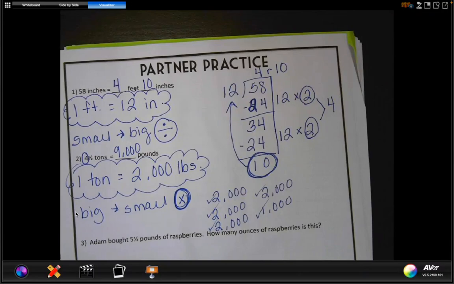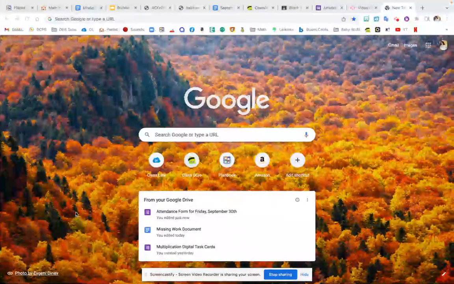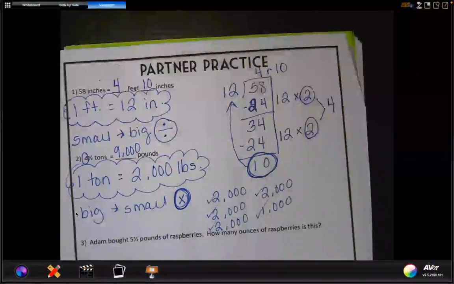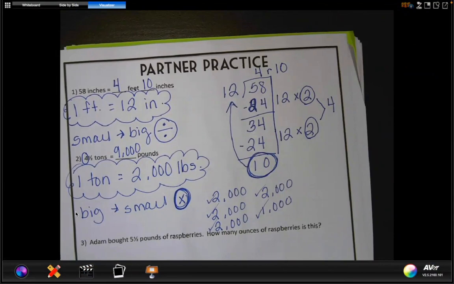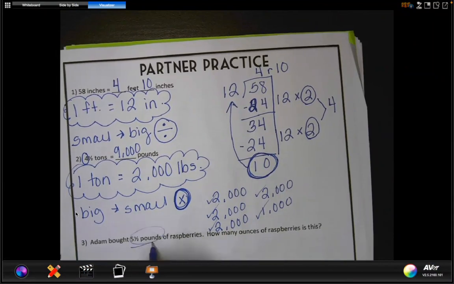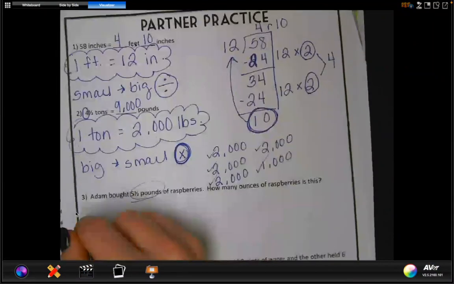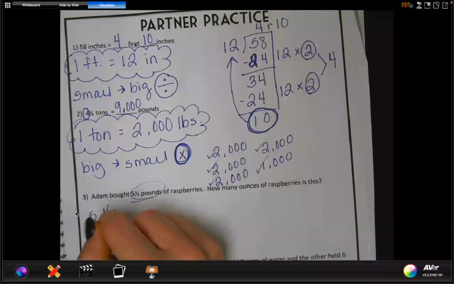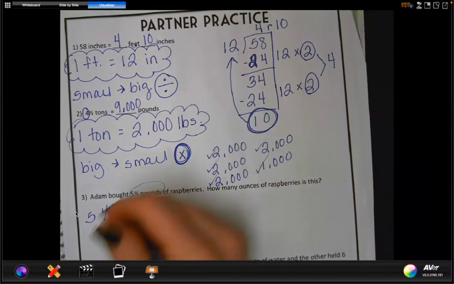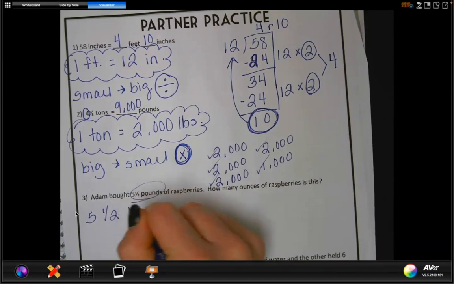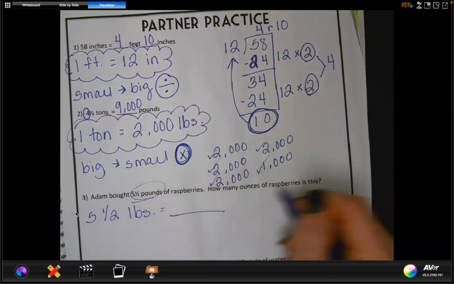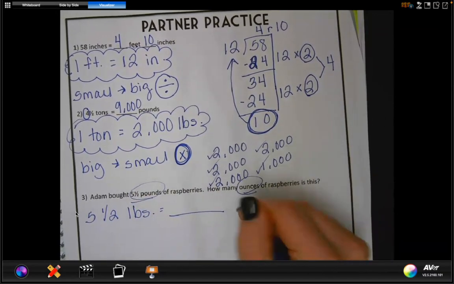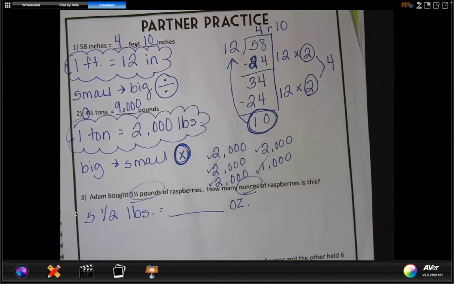All right. Number three, let me make sure we're still recording. Looks like we are. All right. So number three, Adam bought 5.5 pounds of raspberries. How many ounces of raspberries is this? All right, so we've got 5.5 pounds of raspberries. So 5.5, there's that half again. And that was pounds. And they're asking us to convert that into ounces. So we're going to convert our 5.5 pounds into ounces.